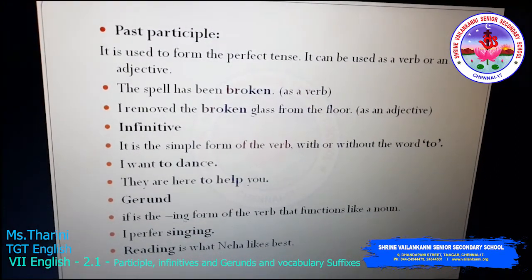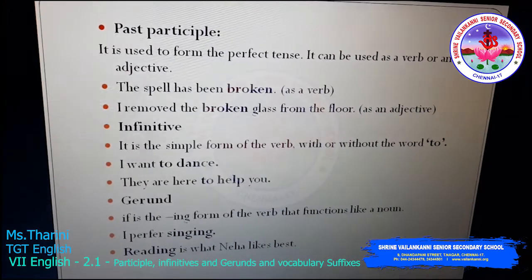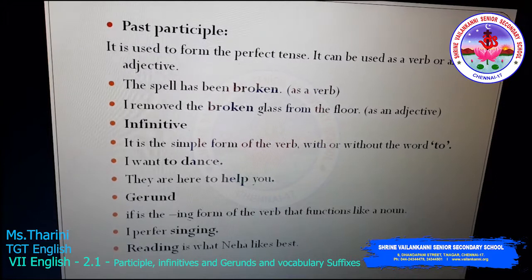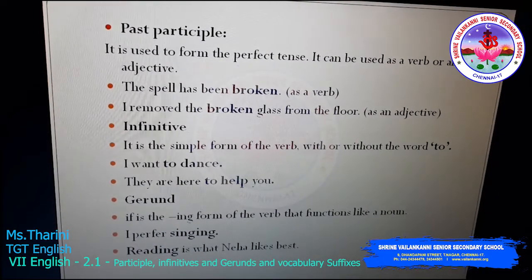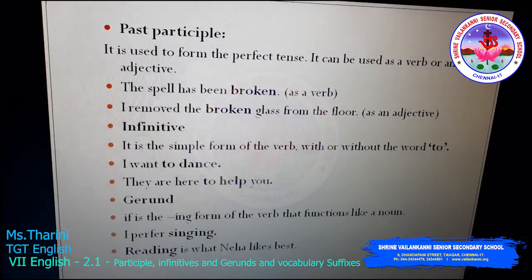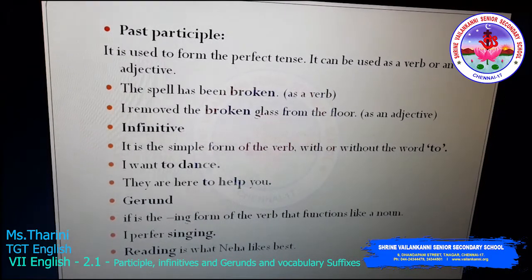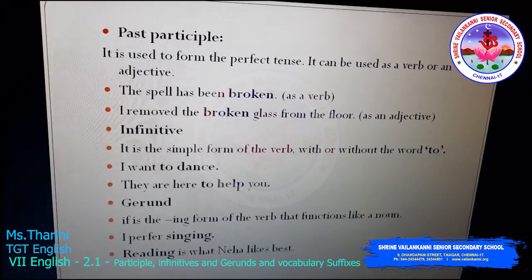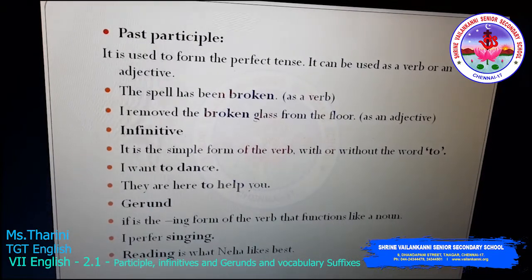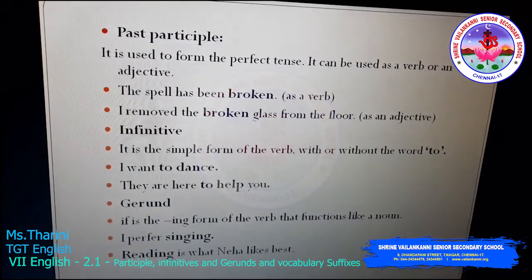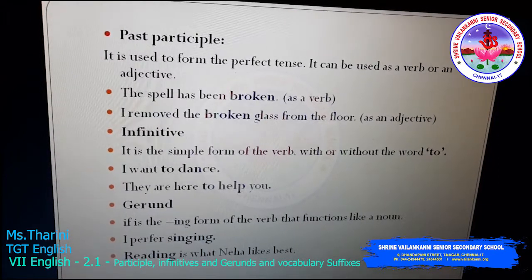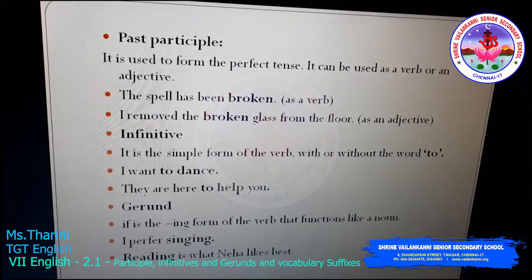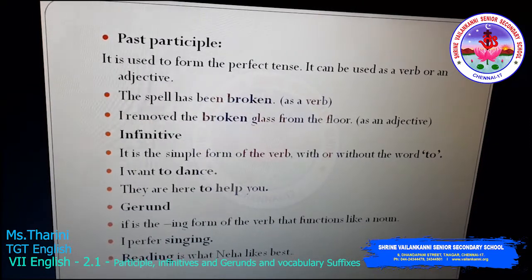Now it's time for past participle. And keep in mind, children, past participle and present participle act as a verb, and sometimes as an adjective. I'll tell you. The spell has been broken. So it is a verb here. What has happened to the spell? The spell has been, something is done. So that is broken. So that is a verb.